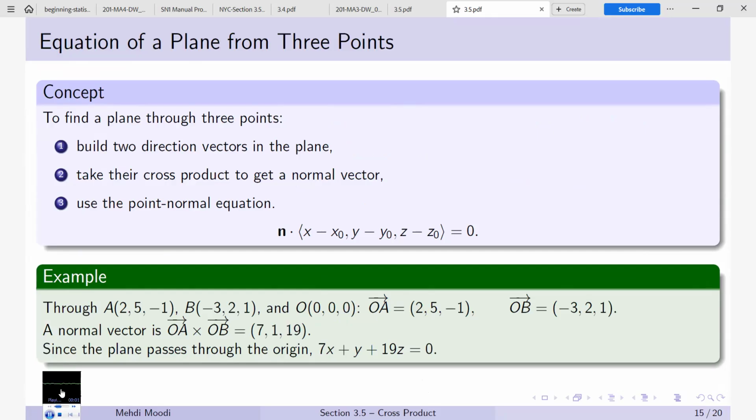A plane is easy once you have a normal vector. The cross product erects that normal vector like a master builder.